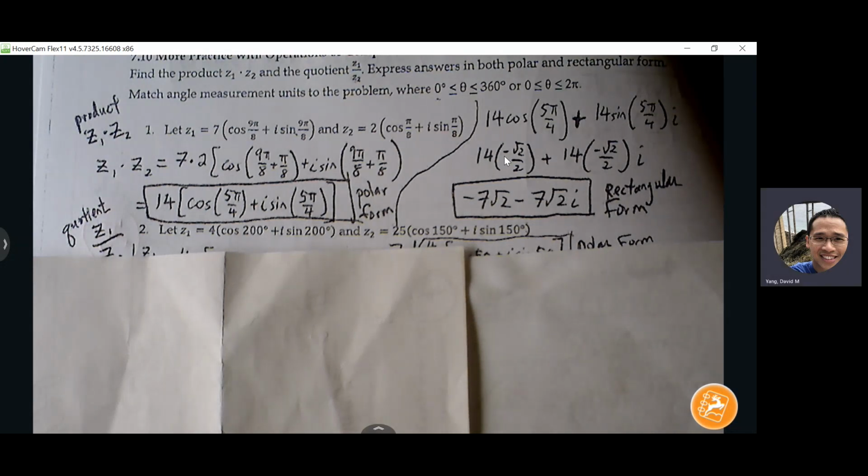So we know that 5π/4 is in the family of π/4, so both your cosine and sine will be √2/2, but because it's third quadrant, we know both are negative. Any questions with one? Number 2.